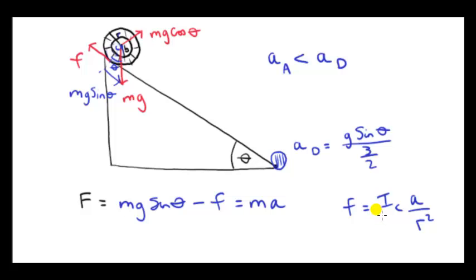So we're dealing with an annulus that's rolling without slipping. We show that alpha, the angular acceleration about the center, is the linear acceleration divided by the radius. And we just plug that in here and rearrange to get the acceleration down the incline. So we just do a bit of simple algebra.